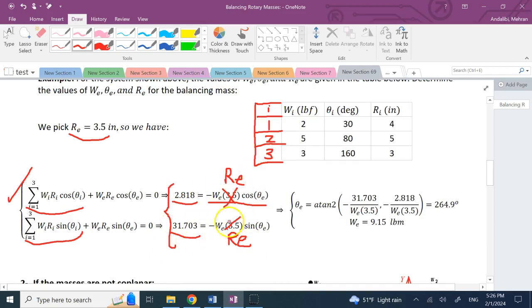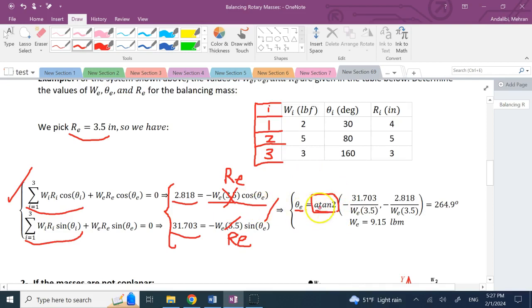If I divide the 2 equations, so I get rid of W's and R's, right? And I can divide the bottom one by the top one, so I get tangent of theta e. Or I can use arctangent 2 to get an accurate value for theta e, because it's important in which quadrant this theta e is. So if you want to be accurate, you should not use arctangent. You should use what? Arctangent 2.